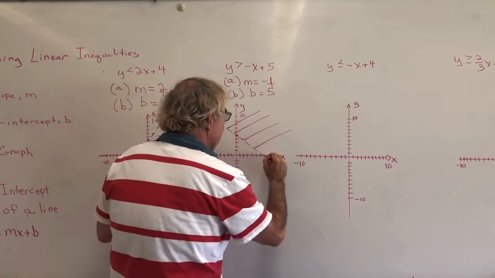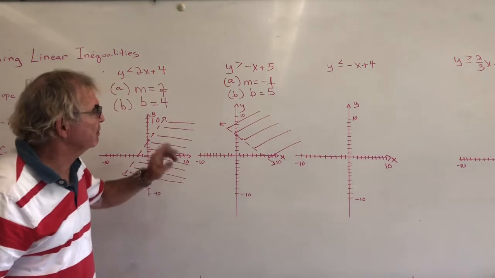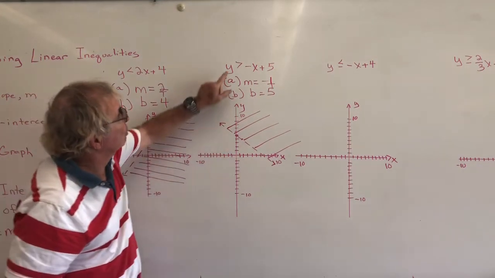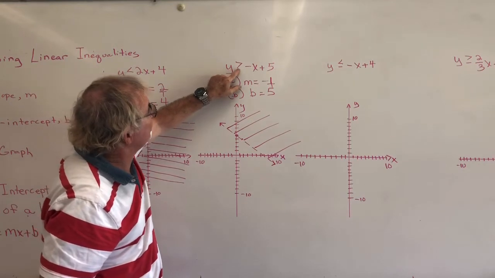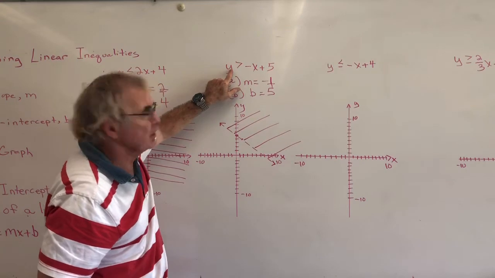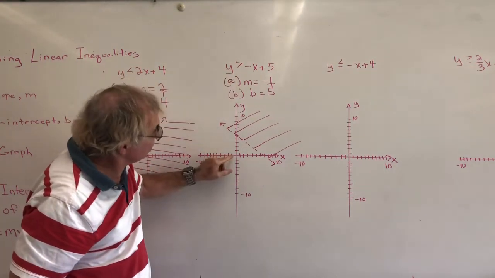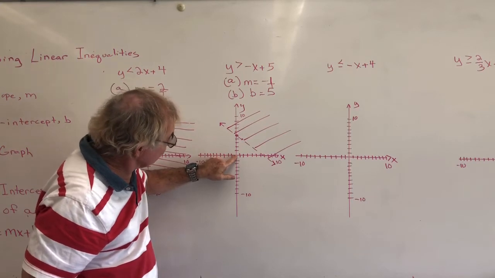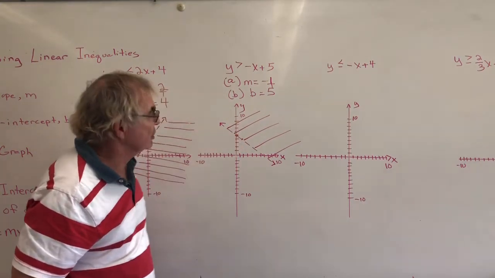Now, notice what would happen. Suppose I just said, let's put 0 in there, 0, 0. Let's try this point. Would 0 be greater than 0 plus 5? 0 is not greater than 5. So this one is a no-no. You reject this answer. So you definitely shade above the line.